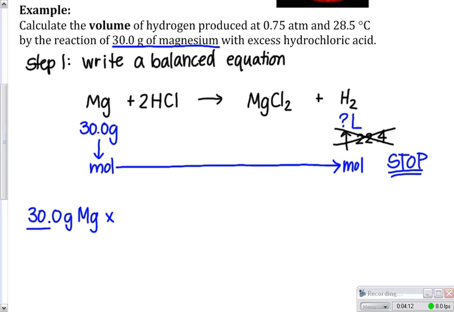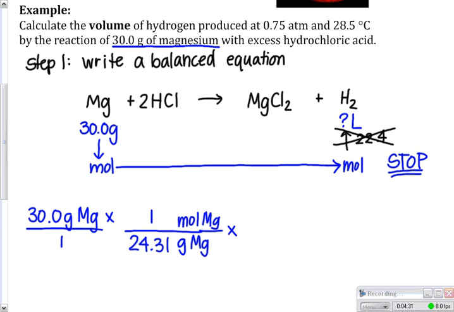Now, for some of you, putting this over 1 is really helpful. So on the bottom of this label, we want grams of magnesium. On the top, we want to turn it into moles of magnesium. Now, you remember that 1 mole, and you look at your periodic table, has 24.31 grams.